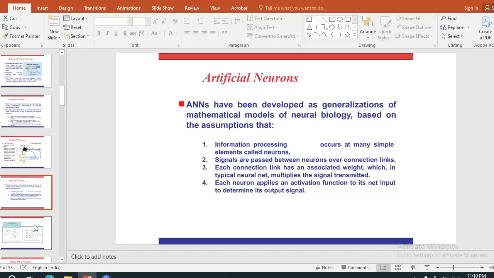So this is about the introduction to artificial neural networks, the structure of the network, everything. In the next class we will discuss the applications and we will enter the different types of learning models in the ANN.